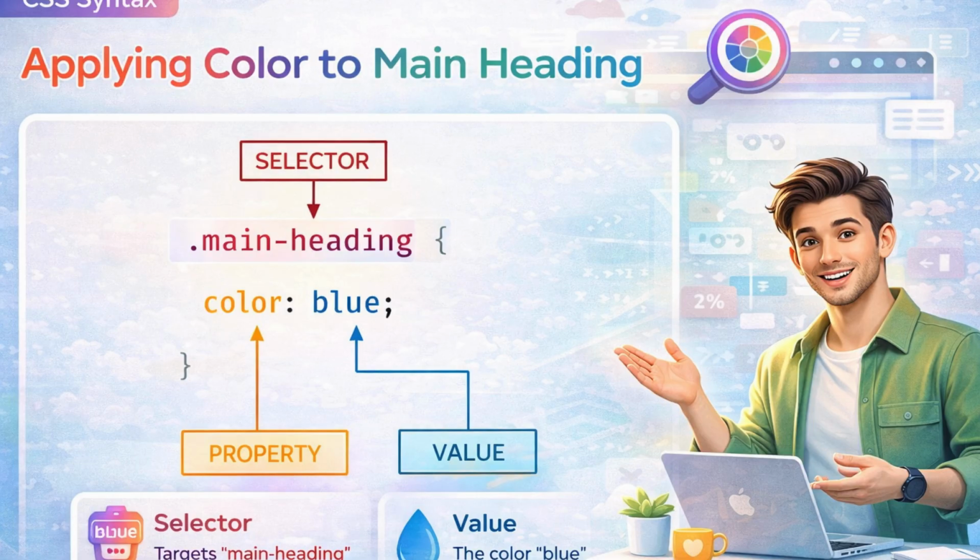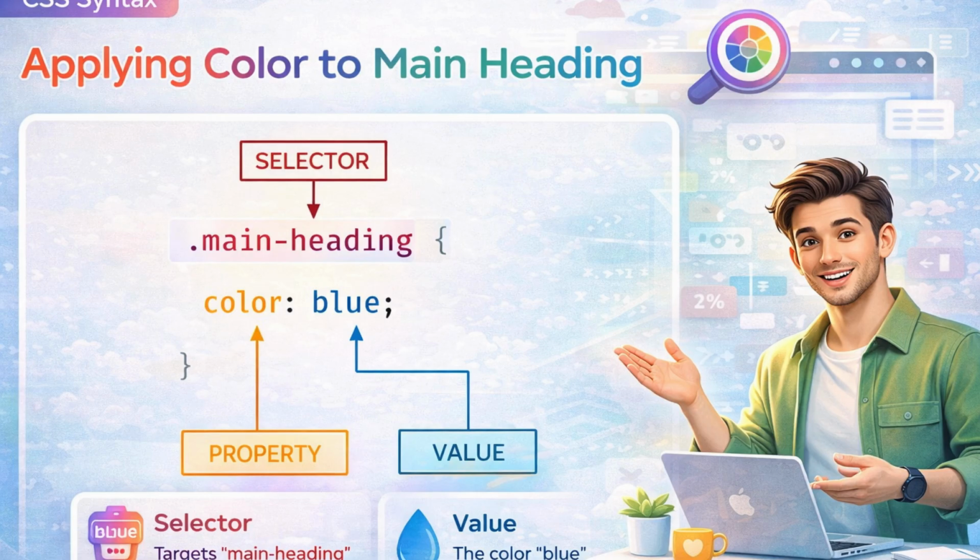We've created our HTML, but it looks plain, right? That's where CSS comes in. CSS stands for Cascading Style Sheets, and it's used to style and design your web page. Here, we are applying color to our main heading using CSS.